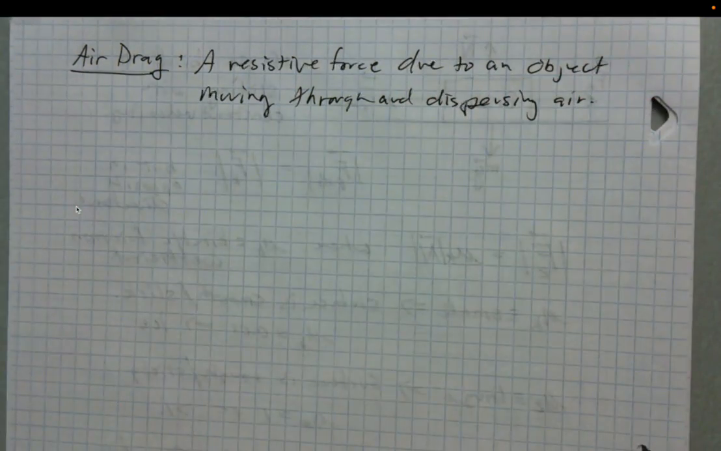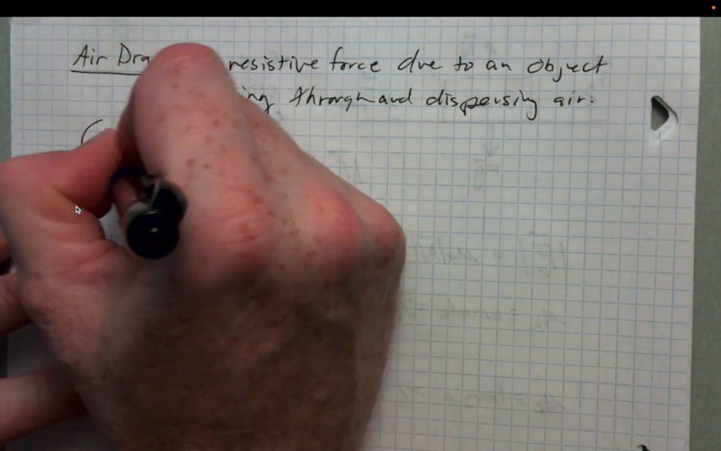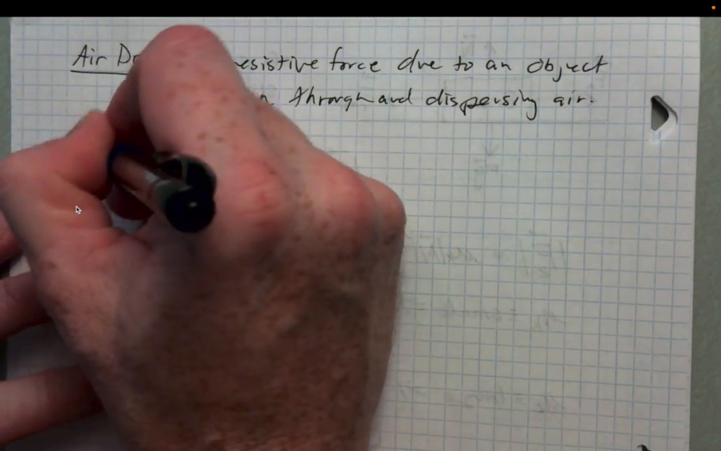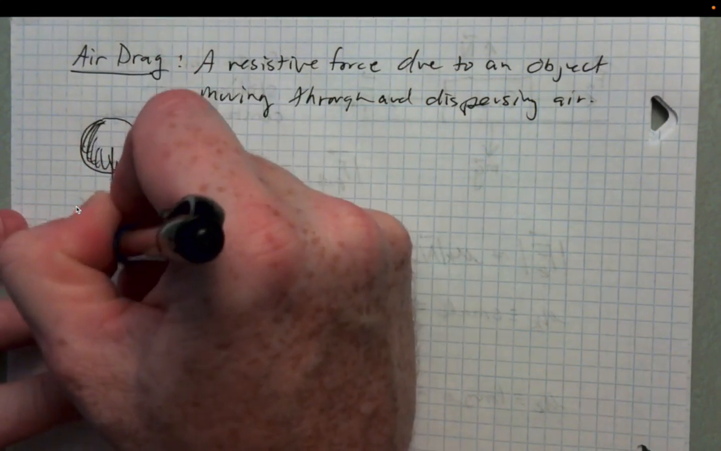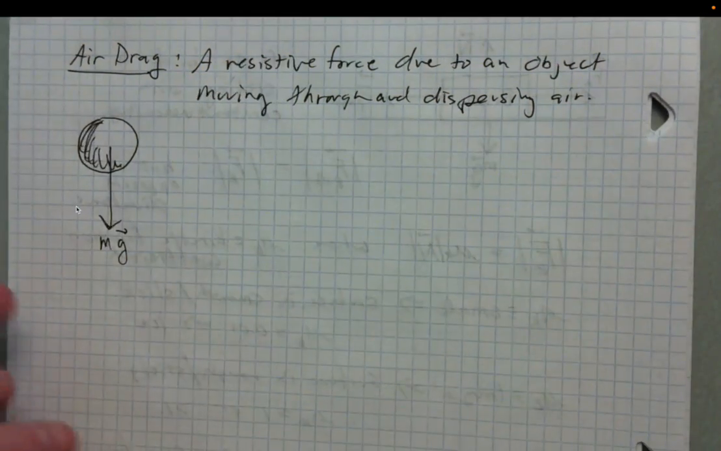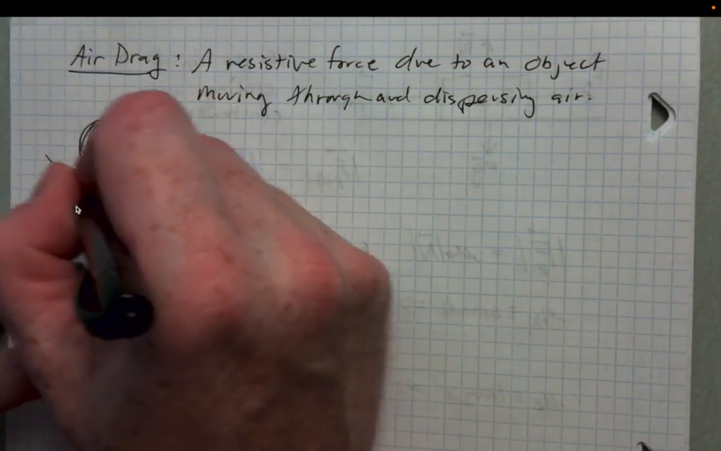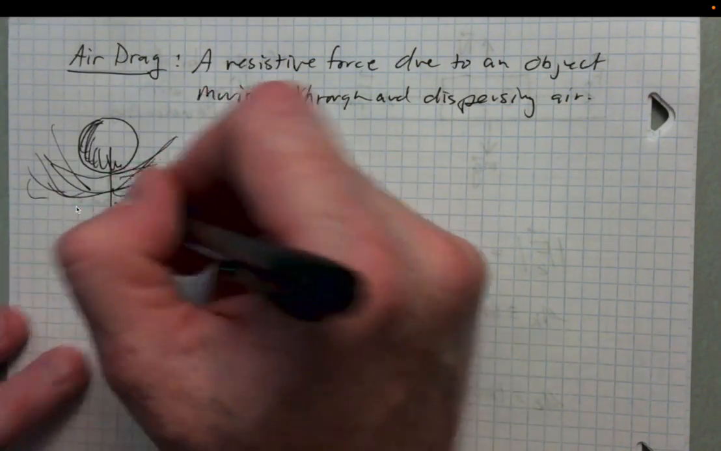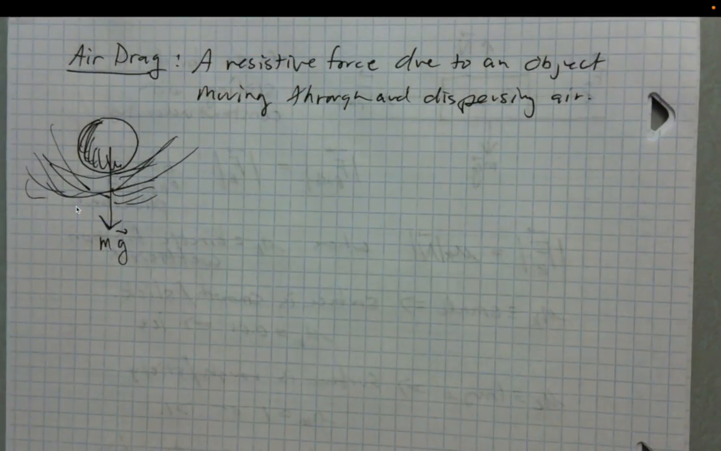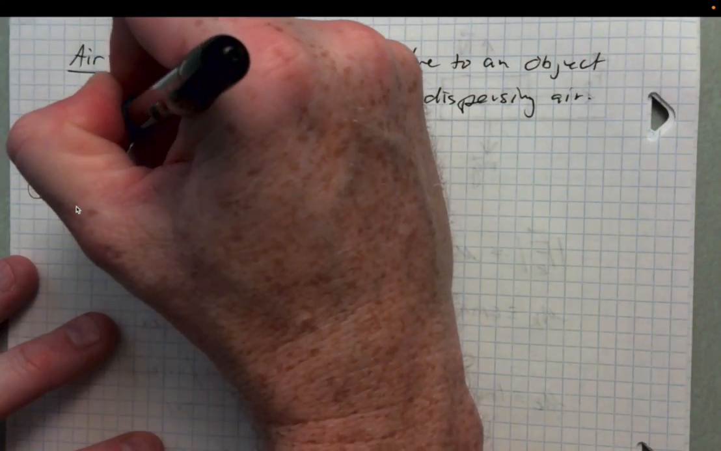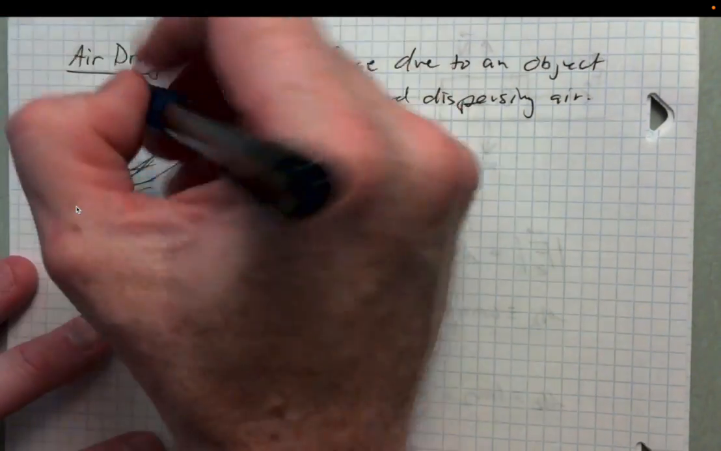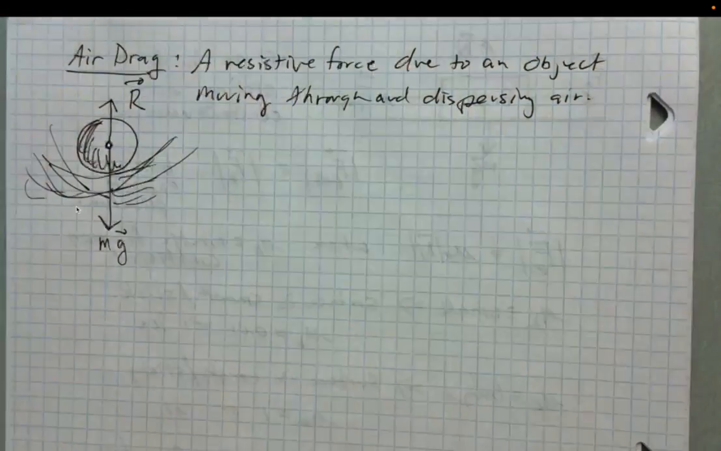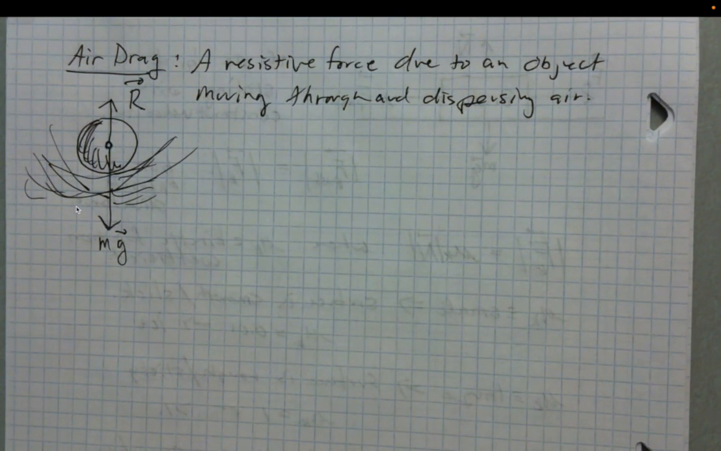Okay, and we'll be familiar with this. If I drop an object from the sky, it's going to fall, mg. And as it falls through the medium called air, it's going to have to displace some air. When that occurs, there's a force in the opposite direction of the object's velocity, and we denote that with an R, and that is what we call the air drag or air resistance.